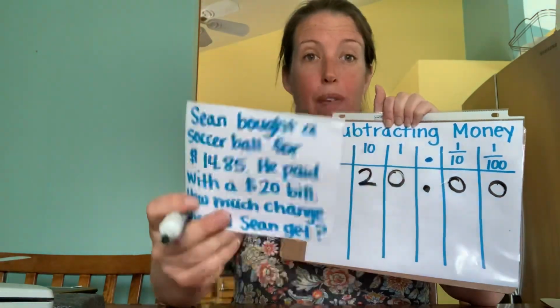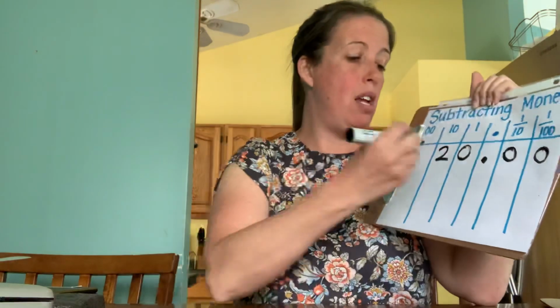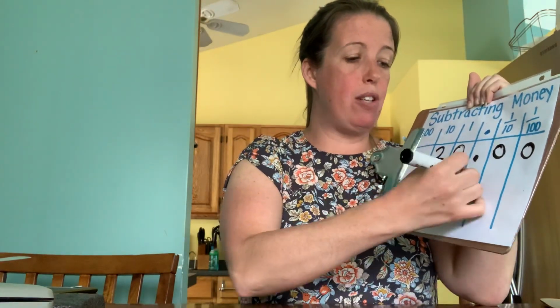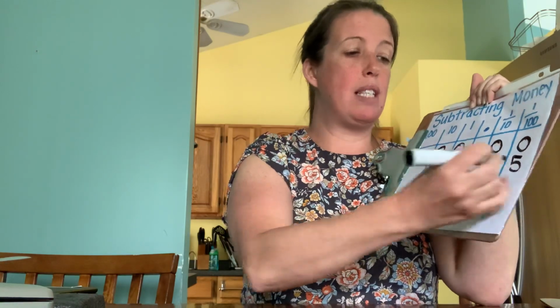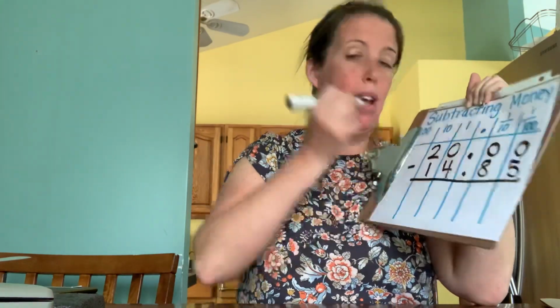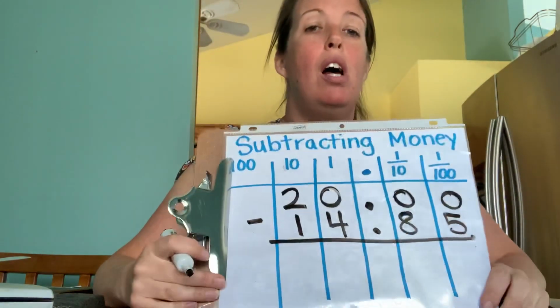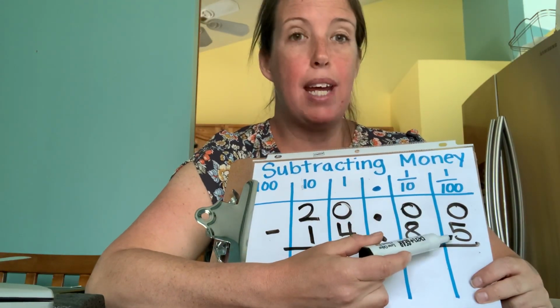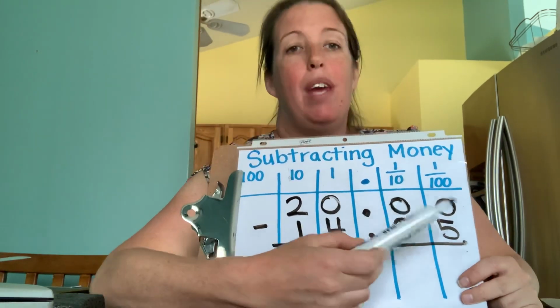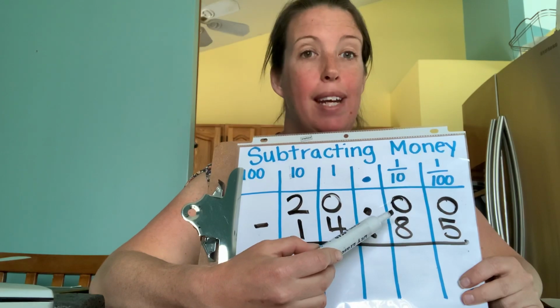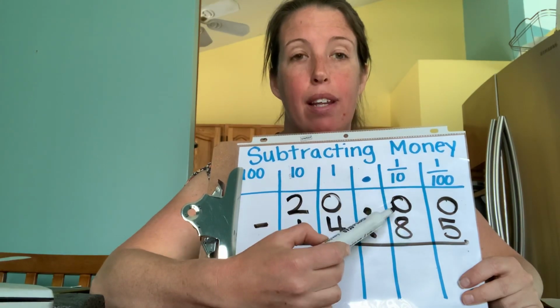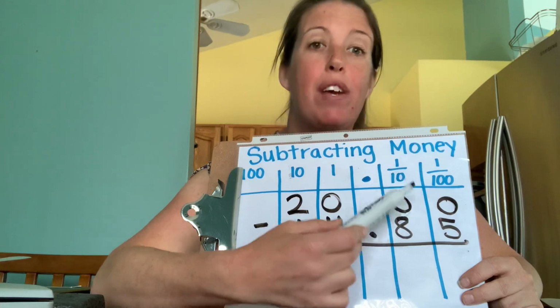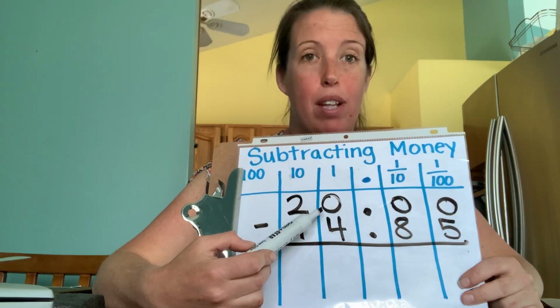So now I want to take away $14.85. Now this is where I see tons of errors, typically. All right, so I'm starting with 0, and I want to take 5 away from it. I don't have 5. But here's the problem. If I go to my neighbor next door, he doesn't have a 10 that I can borrow. And if he goes to his neighbor, he doesn't have anything to borrow either.